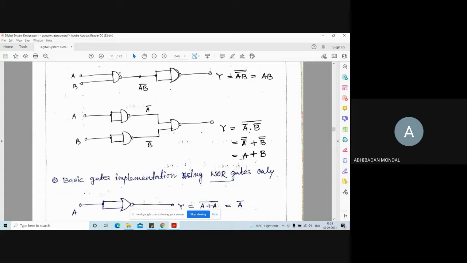Now use De Morgan's theorem. This De Morgan's theorem states that NAND is equivalent to bubbled OR. NAND is equivalent to bubbled OR. Is it clear? Yes, ma'am. Then if it is A naught, then bubble means A double naught. Then A double naught gives us A, B double naught gives us B. So we are getting A plus B, that is the OR operation.